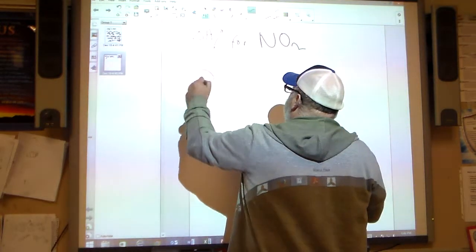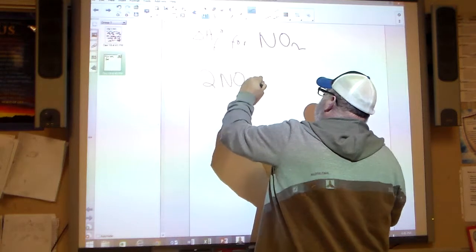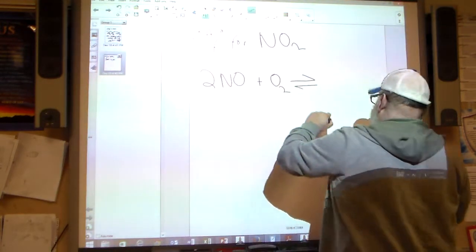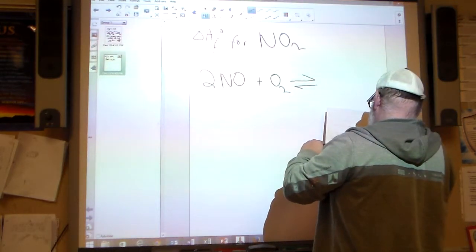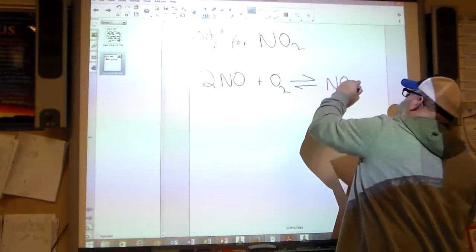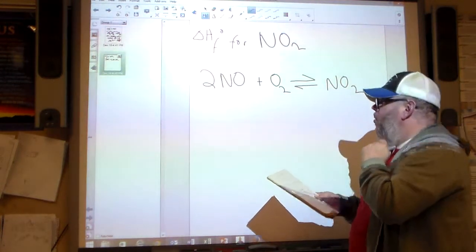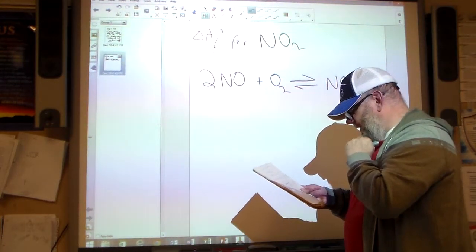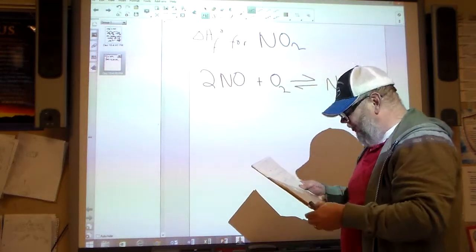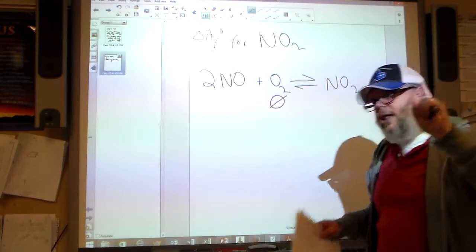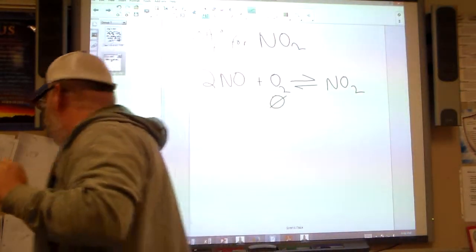Okay, we're going to have 2NO plus O2 going to NO2. So that's our equation that we have for this. All right, we're going to need some numbers. Well, O2 is automatically going to be 0, isn't it? Because it is an element and it's in its most stable form.